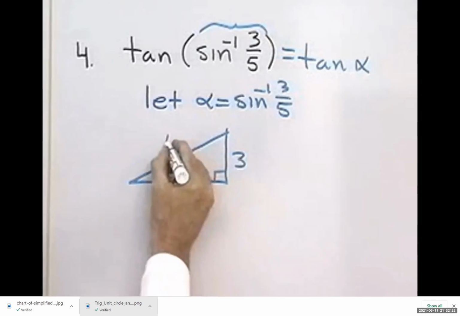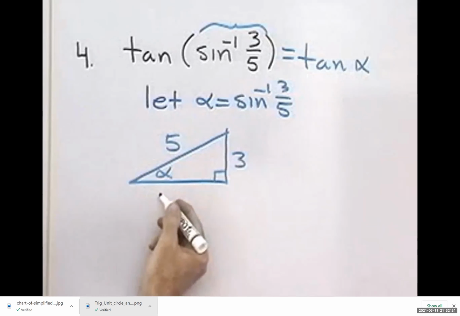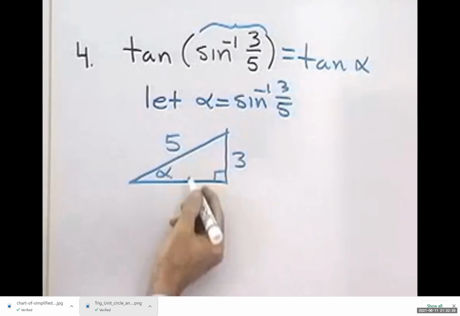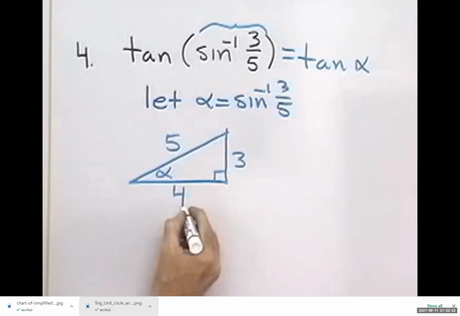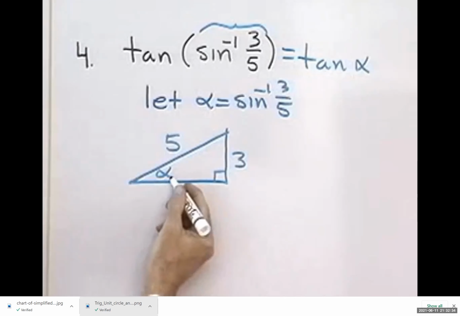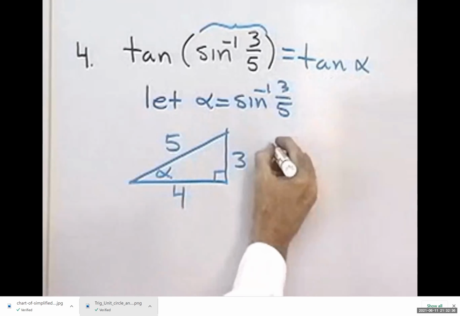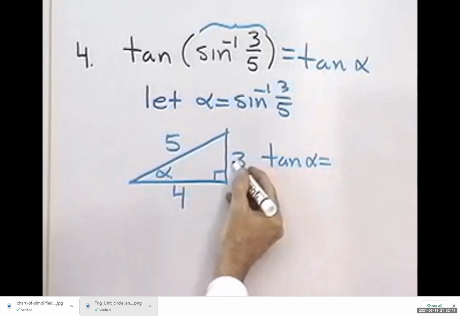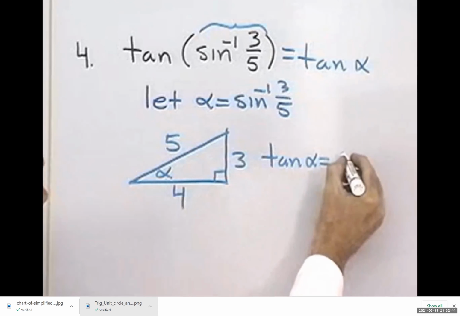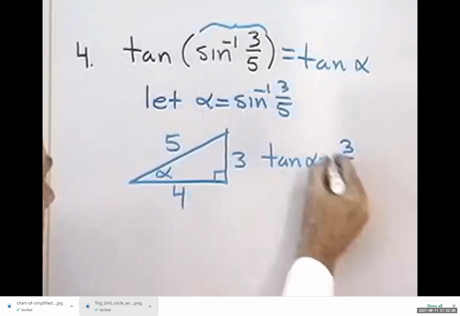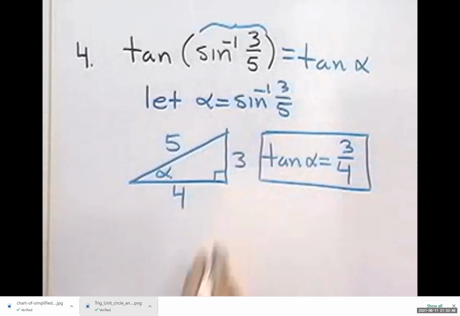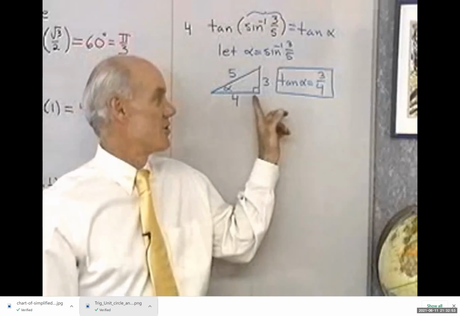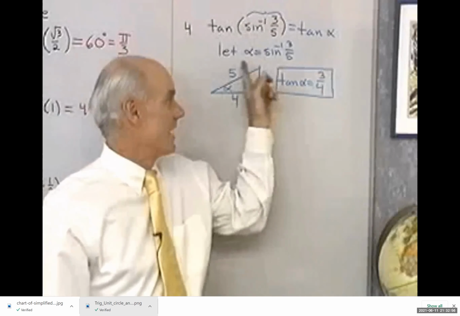So if I label that side 3 and that side 5, I have a picture of a triangle with an angle whose sine is 3/5. Now I know from the Pythagorean theorem that this side must be 4. So the next question is, what is the tangent of alpha? Tangent of alpha must be equal to the opposite side divided by the adjacent side. So that's going to be 3/4. So with a little diagram like this, and going back to our second definition for the trig functions that involve right triangles, I can get a little picture.